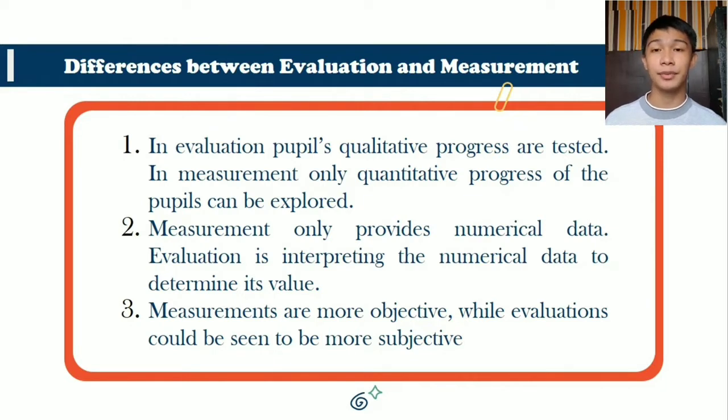The judgment determines whether the student is doing good or the student needs improvement. Number 2, measurement only provides numerical data. Evaluation is interpreting the numerical data to determine its value.